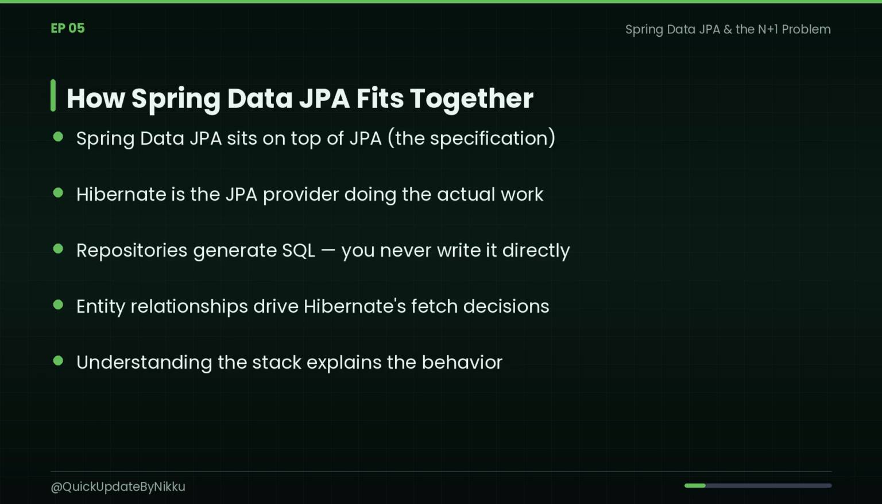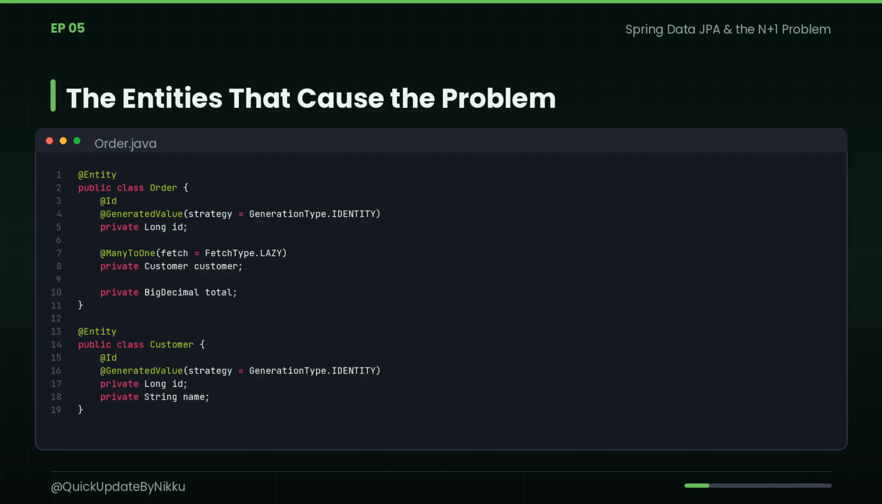Every fetch decision, whether to issue one query or 100, is made by Hibernate based on how your entities are annotated. This is the starting point: entities with a many-to-one relationship. An order belongs to a customer. The fetch type is lazy, which is the recommended default, and the JPA specification default for to-one relationships in Hibernate. Lazy means Hibernate will not load the customer when it loads the order, it will wait until your code actually accesses that field. That delay is exactly what creates the N+1 problem.